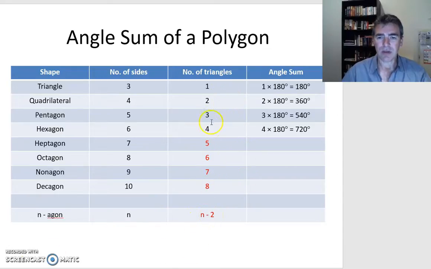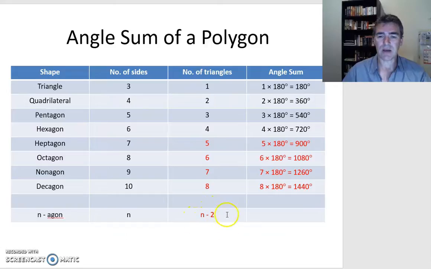Now that I know the number of triangles, I just times it by 180, and that tells me the angle sum. So, a heptagon can be cut into 5 triangles. 5 lots of 180 is 900 degrees. So a heptagon has an angle sum of 900 degrees. My octagon, 6 lots of 180, and that's 1080 degrees. My nonagon, 7 triangles, 7 times 180, 1260 degrees. My decagon, 8 triangles, 8 times 180 degrees, and that ends up being 1440 degrees.